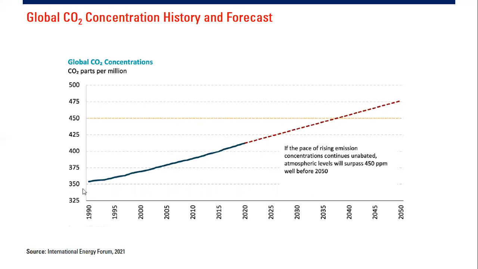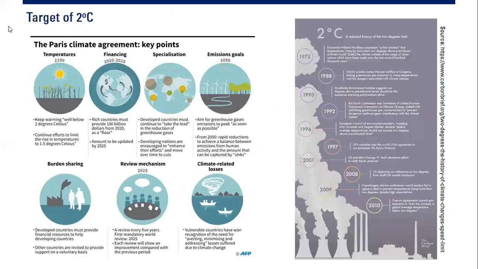All right. Here we have historical data from 1990 to 2020, and we can easily create a linear forecast like this one. We will reach 450 ppm in almost 2040. And from this problem, we have a target called the target of 2 degrees centigrade.